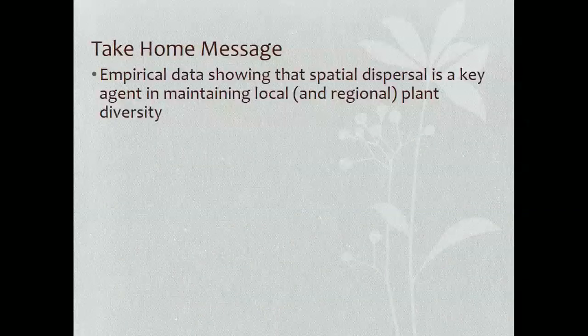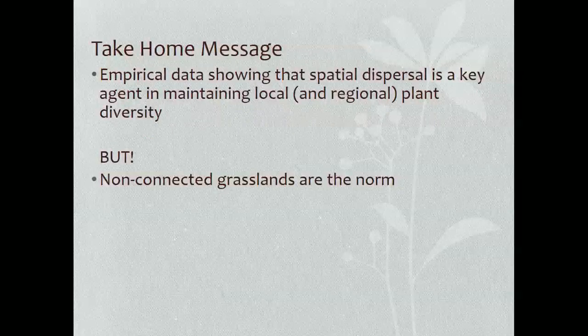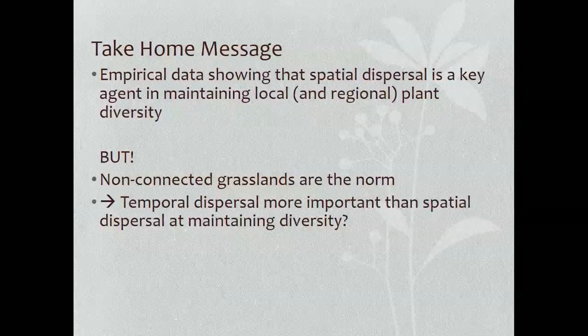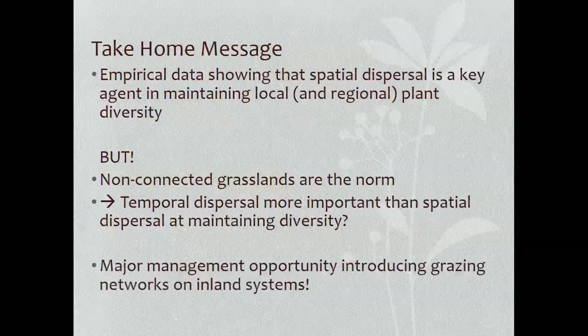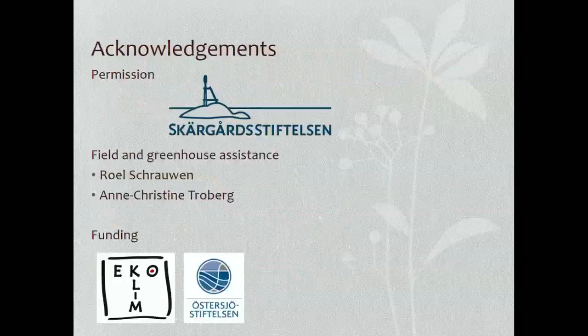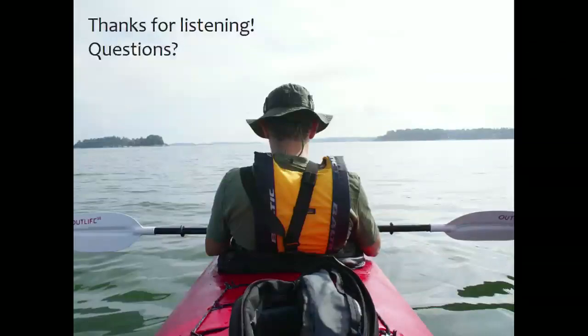So what I want you to take home is that I have gathered some empirical data showing that spatial dispersal is a key agent in maintaining local diversity. But unfortunately, today we are all well aware that non-connected grasslands are the norm. So potentially temporal dispersal may be a more important agent than spatial dispersal. And the good thing is that it's a major management opportunity that grazing networks appear so effective. Then that was it. I thank you very much for your attention, and I'm happy to take any questions either now or later on if you want to talk to me. Thank you.